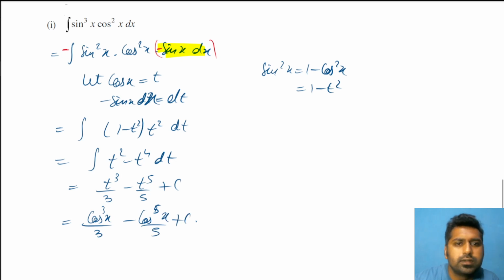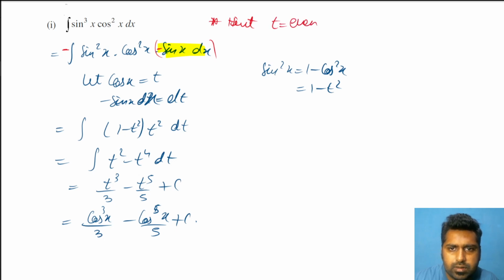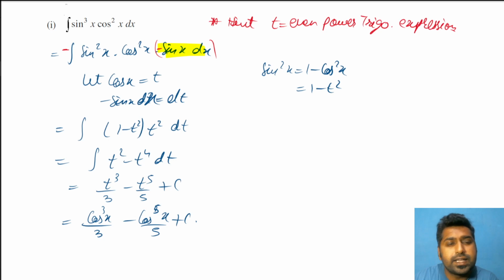So the hint for this question is that t is equal to the even power trigonometric expression. You have to take t out. Usually the confusion begins whether I should take sin x as t or cos x as t. So the idea is that the even power expression of trigo will be your t. All right. Next question.